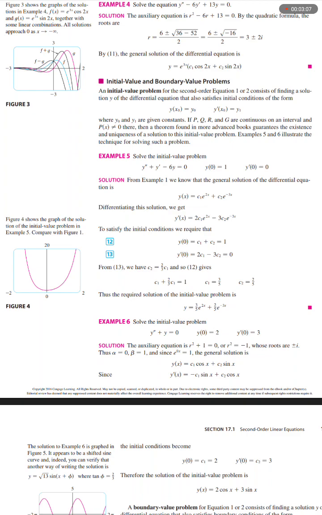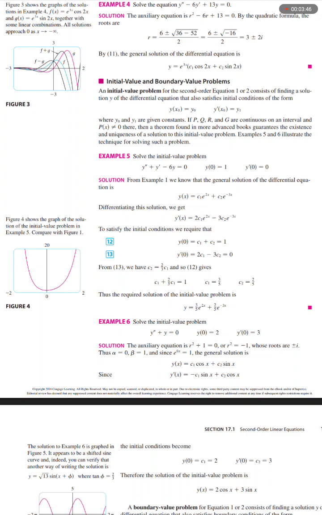Example 5. Solve the initial value problem y'' + y' - 6y = 0, y(0) = 1, y'(0) = 0. Solution. From example 1, we know that the general solution of the differential equation is y(x) = c₁e^(2x) + c₂e^(-3x).